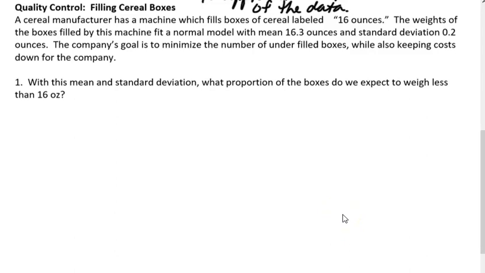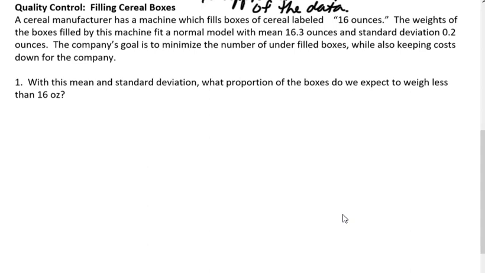Now we're going to take what we've learned about the normal model and look at a typical type of problem that is actually used in real life where the normal model would be appropriate. So let's say a cereal manufacturer has a machine which fills boxes of cereal labeled 16 ounces.